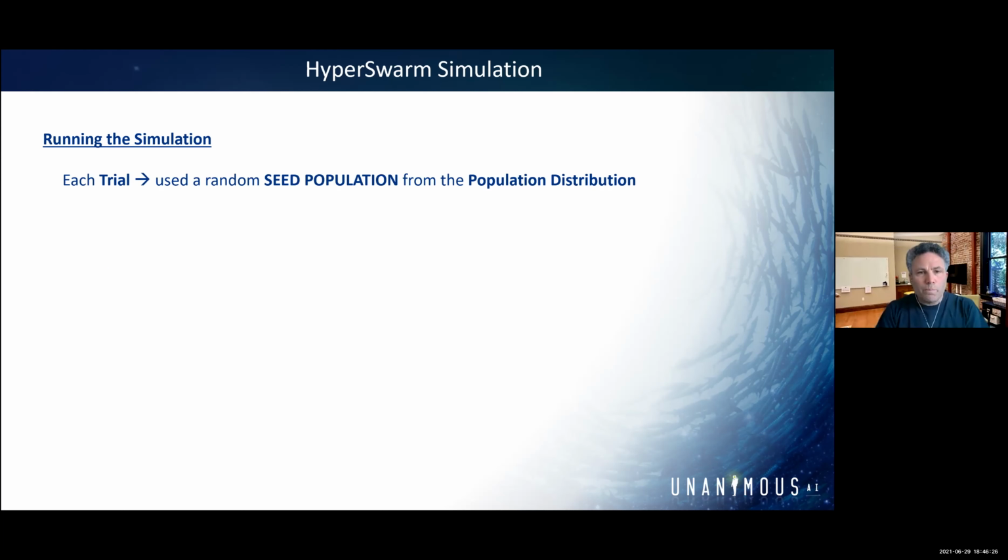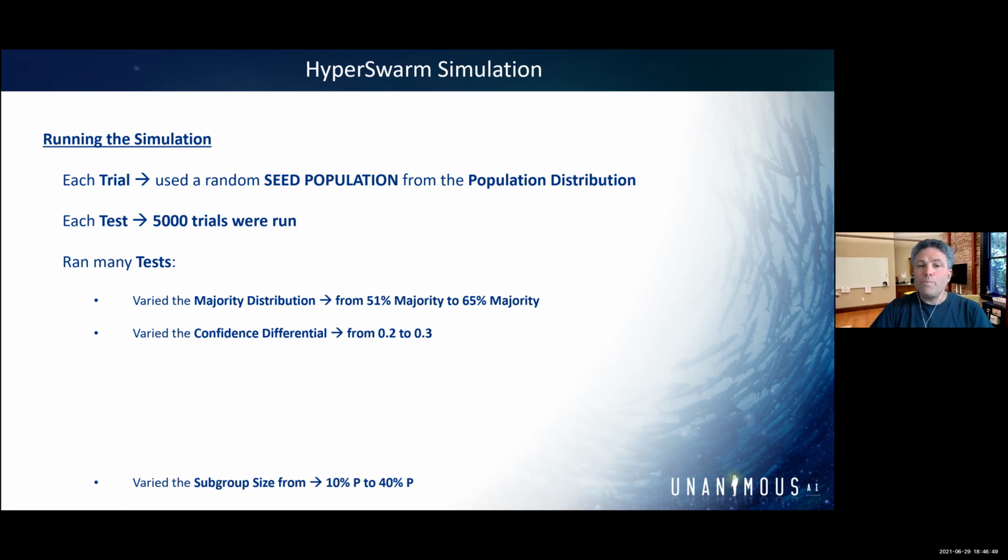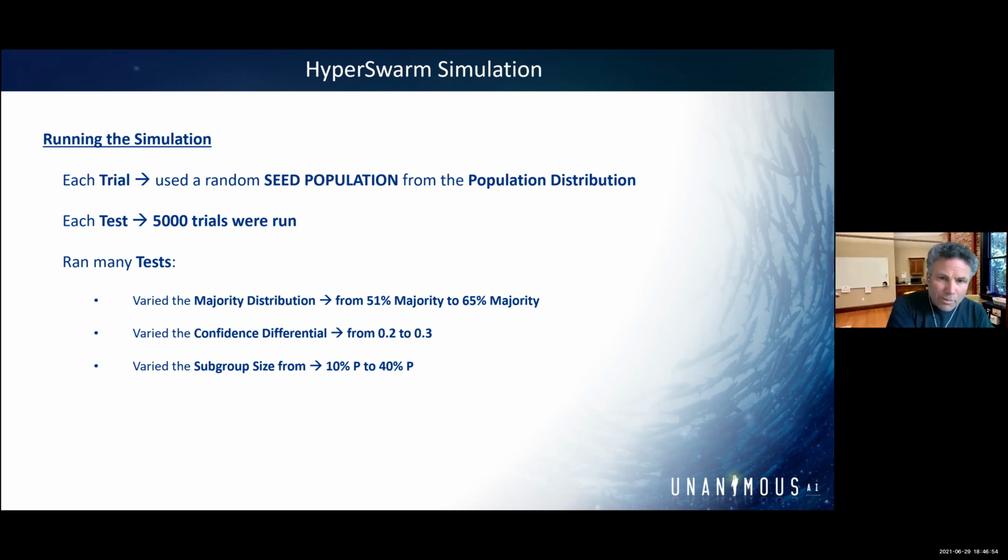Each trial would just pick a random seed from the population distribution. Each test would run 5,000 trials. And then we ran many tests where we looked at a variety of majority distributions, from a very small imbalance, 51% majority, to a large imbalance of 65% of the population believing this one majority opinion. We varied confidence differentials so we can see how confidence impacts the hyperswarm, and we varied subgroup size from just 10% of the population to 40% of the population.